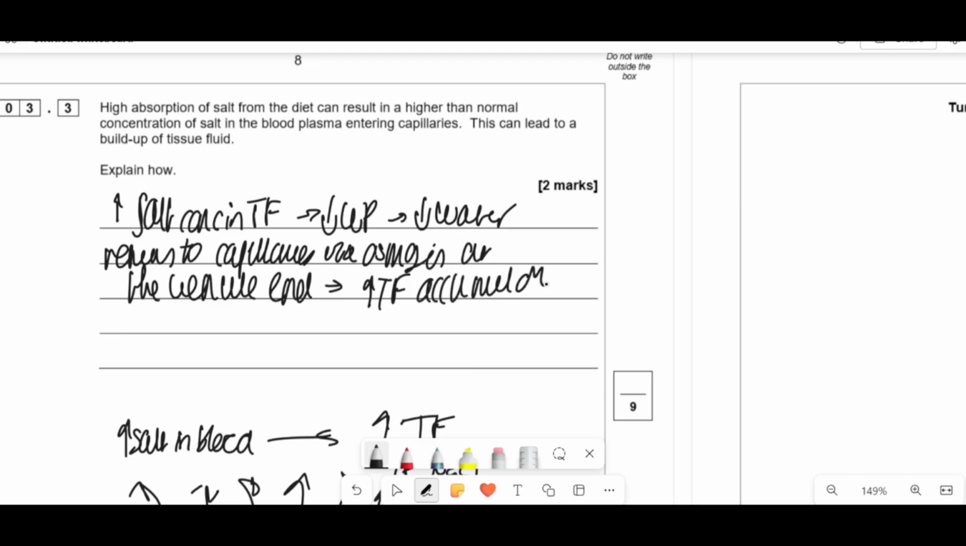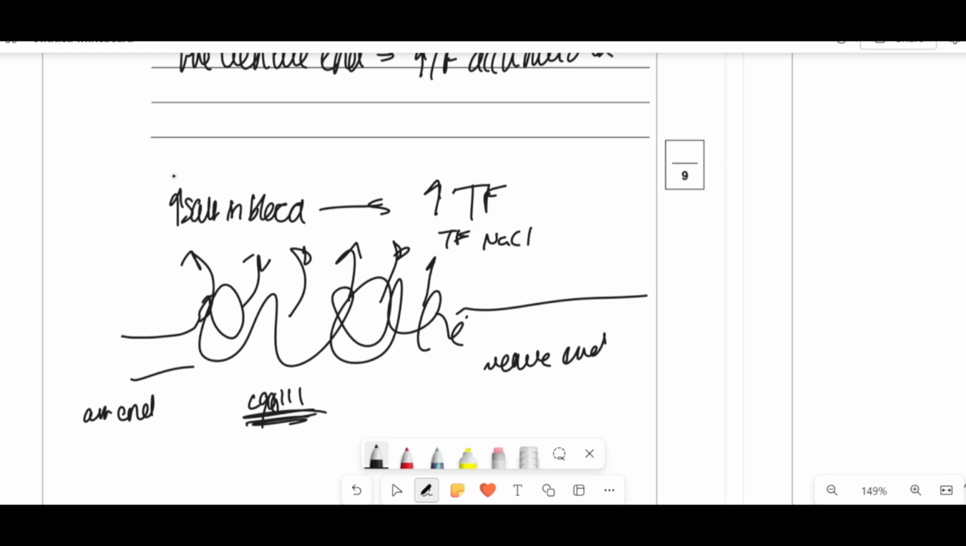Alternatively, another thing you could say is that you've got high salt in the blood, meaning water moves into the blood, meaning the pressure's higher. So then at the arterial end, you've got a higher pressure shoving more water out, so there's more tissue fluid there as well.